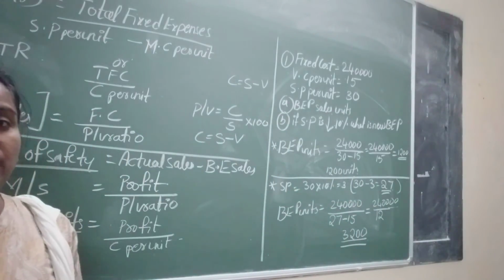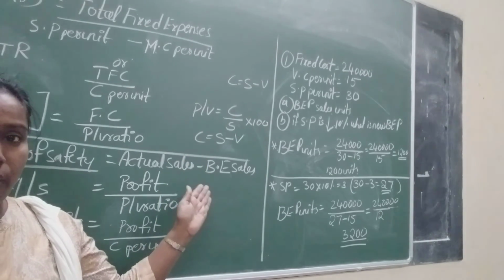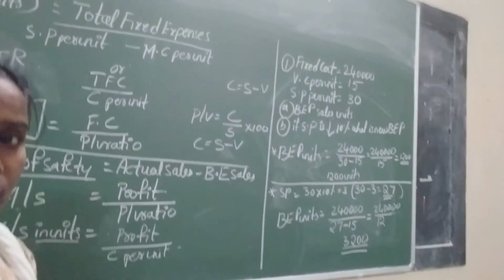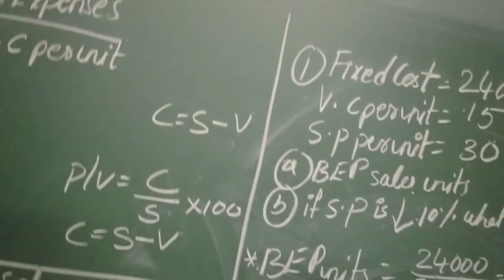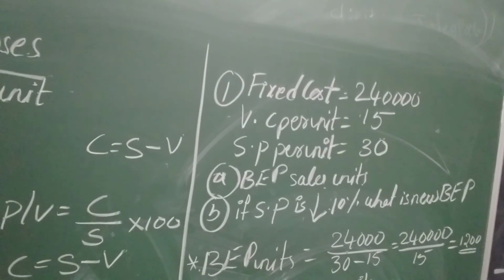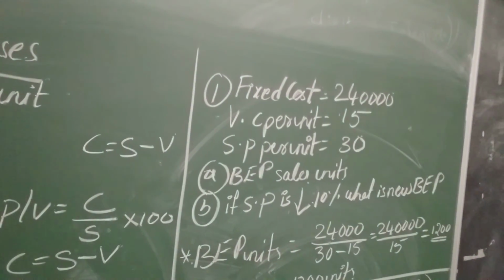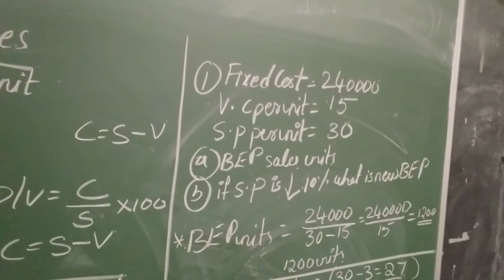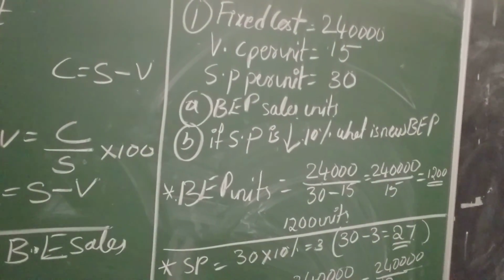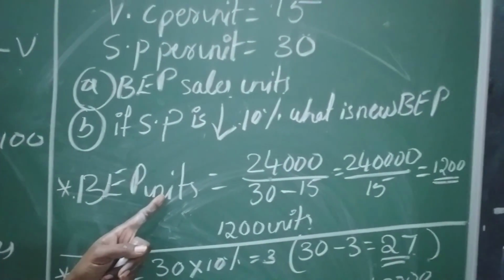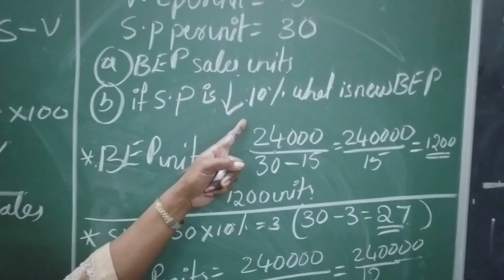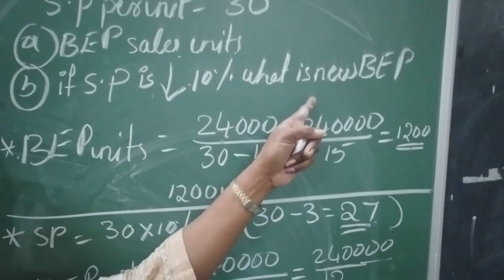I request all the students to please note down this problem, what is done on the board, as well as all the formulas. I am going to take you to the board once again. You can see the question. Fixed cost is 2,40,000. Variable cost per unit is 15 rupees. Selling price per unit is 30 rupees. He told us to calculate the break even point. And in the second bit, the selling price is reduced by 10%. What is the new selling price? This is the second bit he told us to calculate.